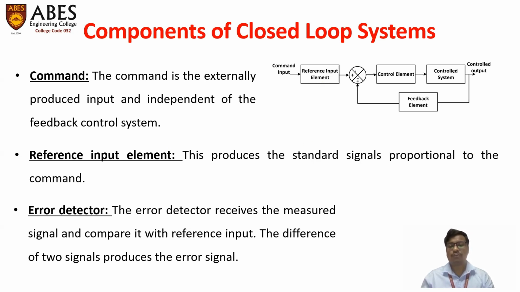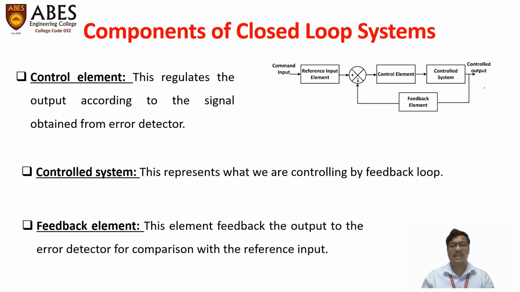The error detector is nothing but a block that compares the reference input with our actual output. The next is the control element. We can also call this the controller. The controller's main function is to reduce the error. And this is the control system. This is the system that we are controlling by the feedback loop. We can say this is the process or the system. Now this is the feedback element. This element feeds the output back to the error detector for comparison with the reference input.